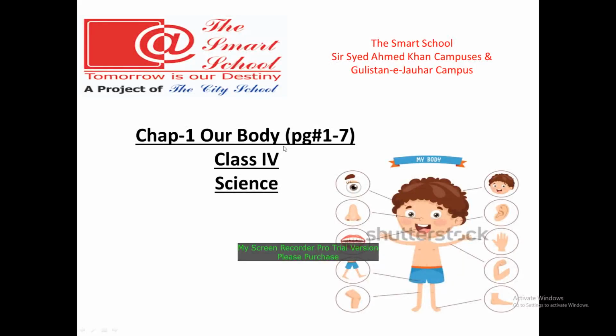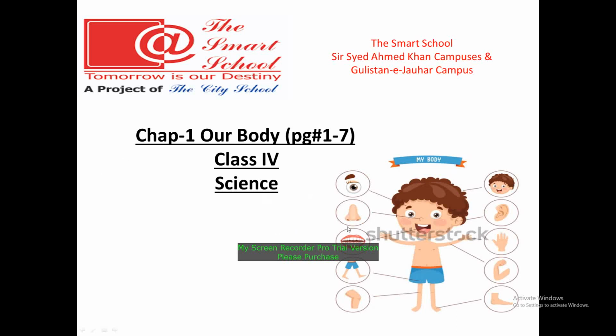Class, today we will start chapter number 1, our body. Our body is like a machine. Like a machine, it has different parts which perform a specific function. Our body needs proper care and food for development and its growth. There are two types of organs in our body: external organs and internal organs.